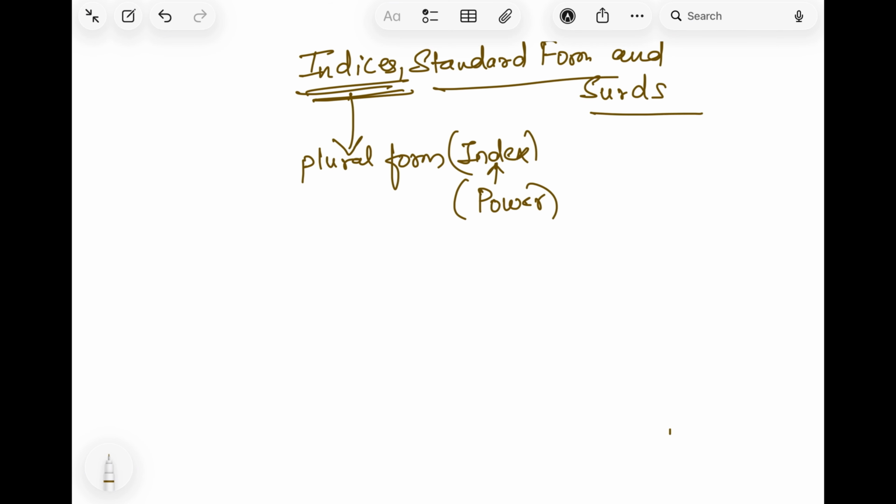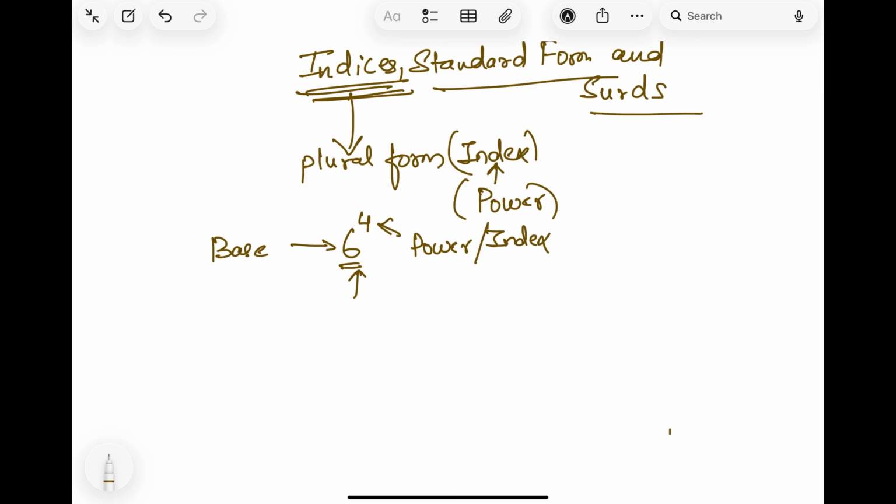So for example, if it is 6 raised to 4, right? This number which is down is called our base, and this number is called the power or index. And when we have these numbers more than 1, they become indices. So when we have more powers, it becomes indices. So this number is the base, and what is written at the top in small is the power or the index. Now 6 raised to 4, what does this mean? What does this power mean? The power means that this number, the base, is repeated these many times.